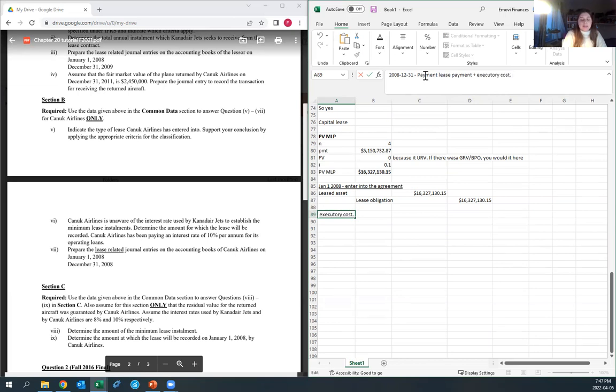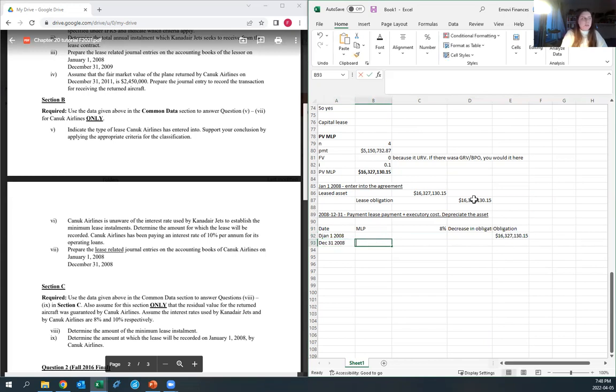And since now they have a leased asset, they also have to depreciate the asset at the end of the year. So first, for the lease payment, we're going to have to do a table to find the interest expense. You don't have to. Since it's the first one, you can just take this times 10%. But for the sake of it, I'm going to do the table. At January 1st, 2008, they have an obligation of 16 million. At December 31st, 2008, they're going to have their first payment of 5,150,000.